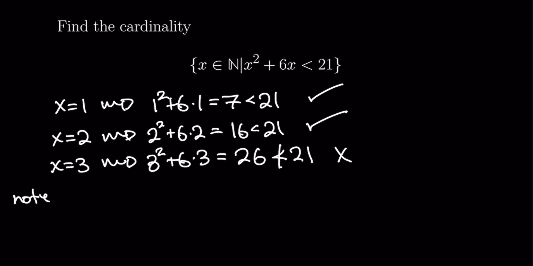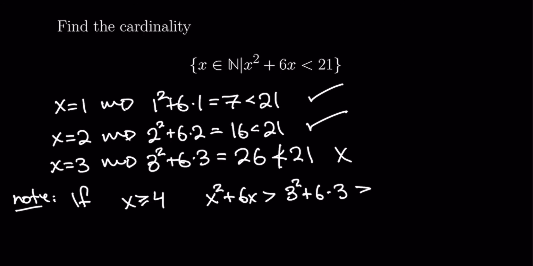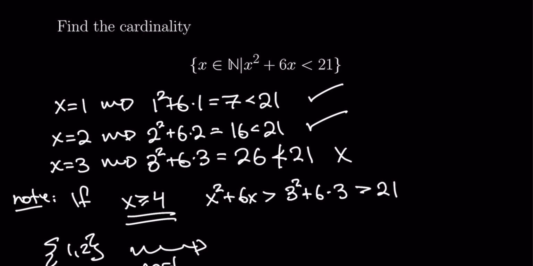But now let's note if x is bigger than or equal to 4, then x squared plus 6x will be strictly bigger than 3 squared plus 6 times 3, which is strictly bigger than 21. So that means we cannot include anything bigger than or equal to 4. In the end, this set only contains the number 1 and 2. But remember, we're looking for the cardinality. The cardinality of this set is 2. That's the number of elements in this set.